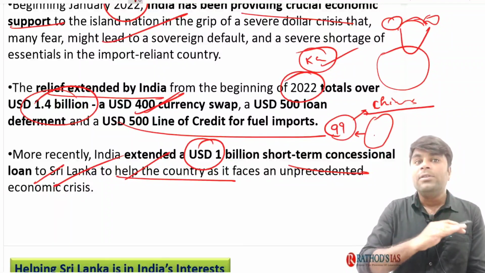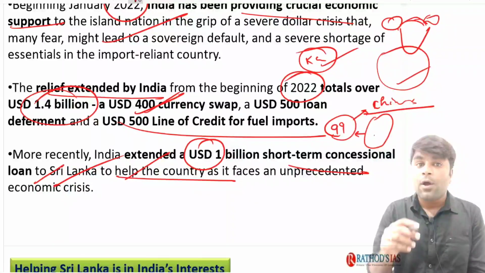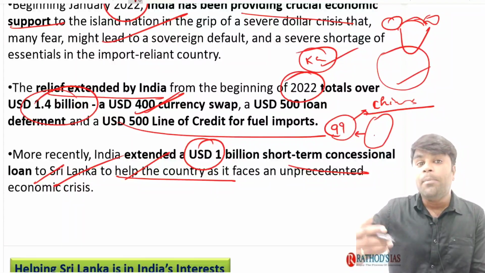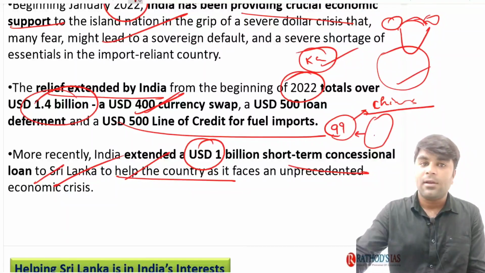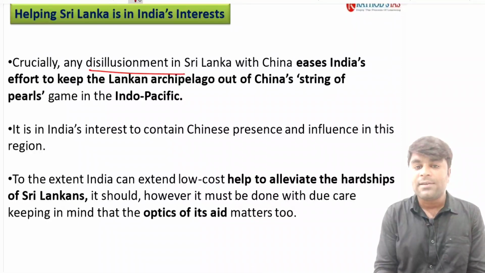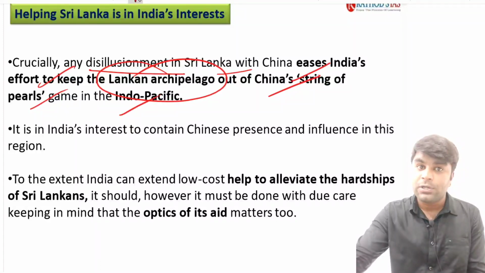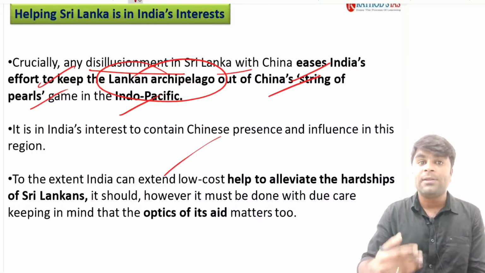So, with negotiations and with the soft power that India has, we should use this situation as an opportunity to have cordial relations with the rest of the neighboring countries and reduce the presence of China in the neighborhood region of the country. I hope you understood it. Crucially, any disillusionment in Sri Lanka with China eases India's effort to keep the Lankan archipelago out of the Chinese string of pearls game in the Indo-Pacific. We should not give that chance. We should take it as an opportunity. We have the neighborhood first policy, so we should use this opportunity to maintain cordial relations.